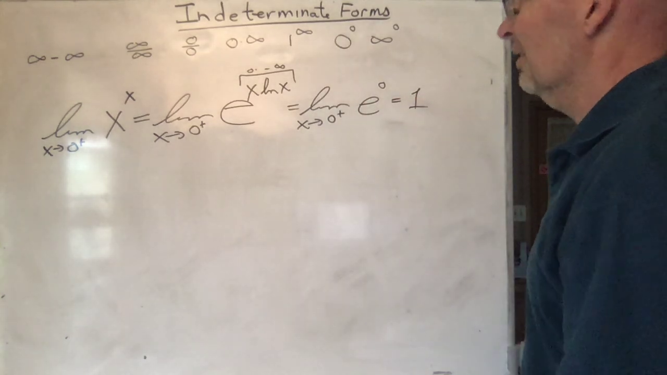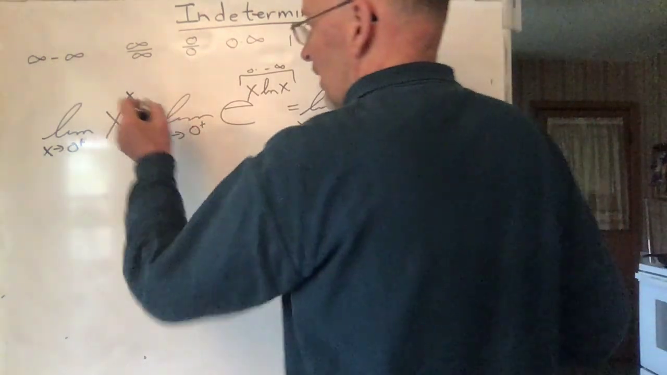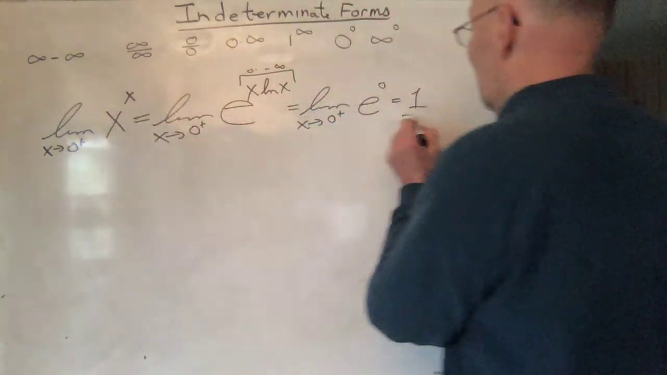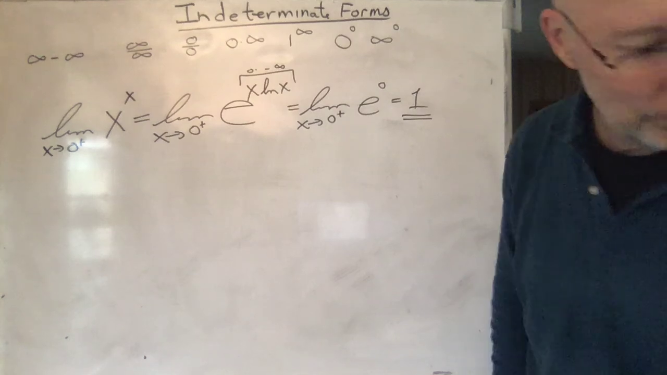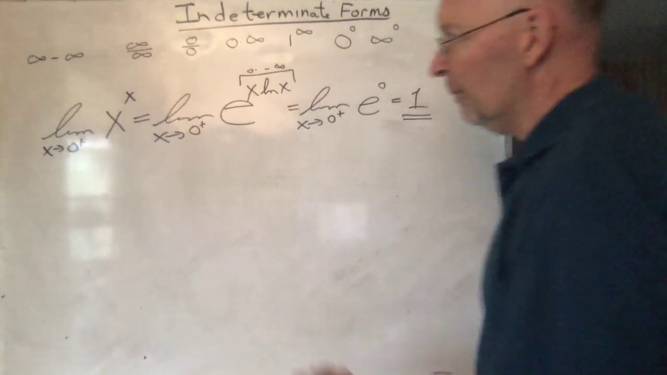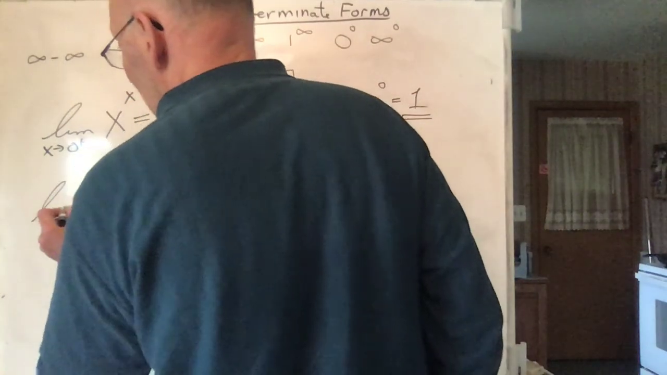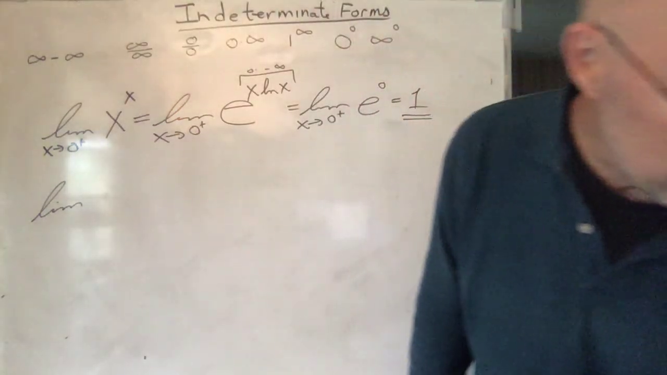So in this case, one of them wins out. Anything to the 0 power is 1. That ended up kind of winning out. So there you have that one. And finally, what about something of the form infinity to the 0 power?